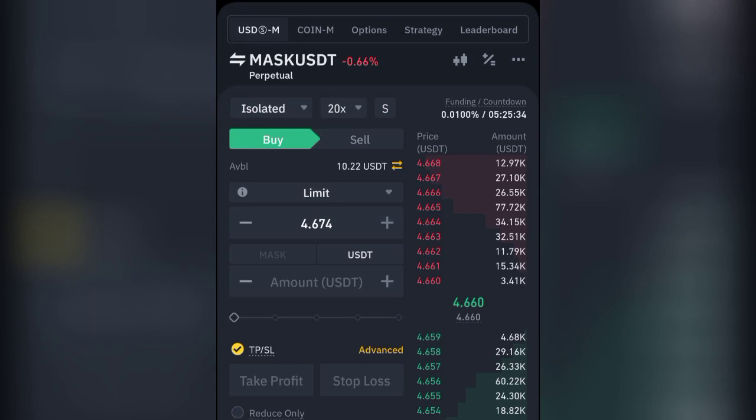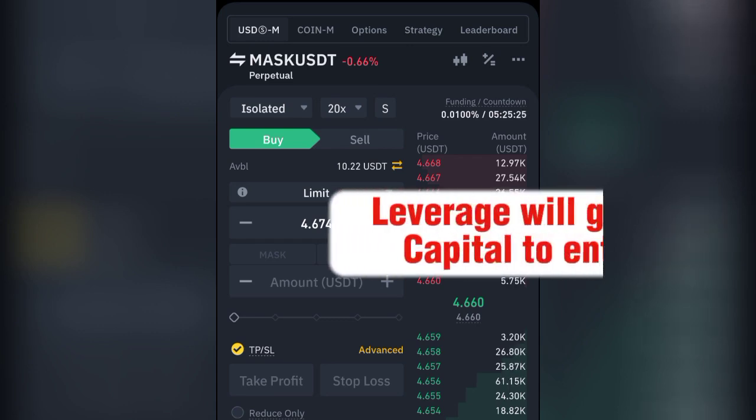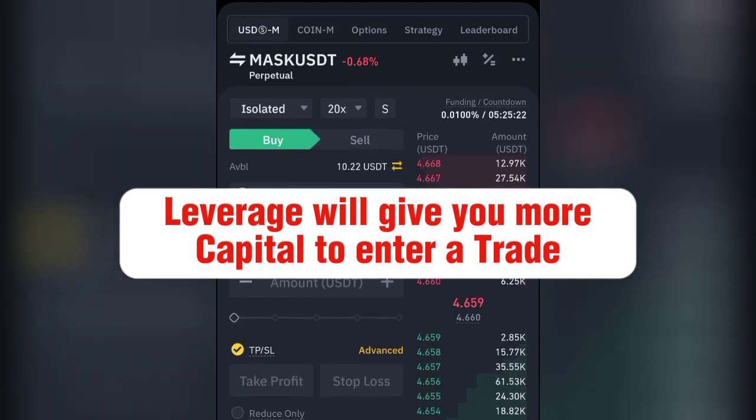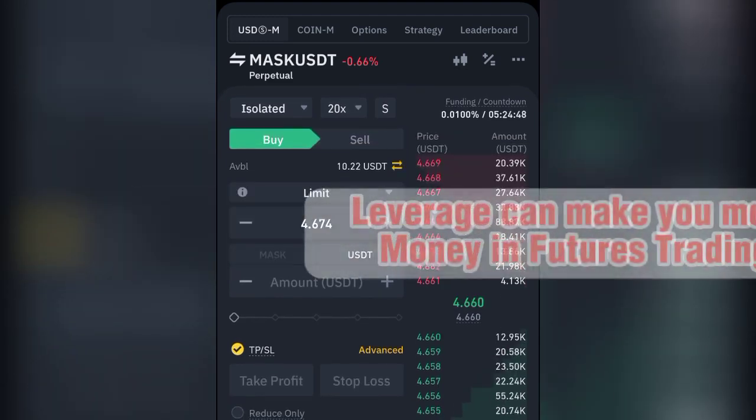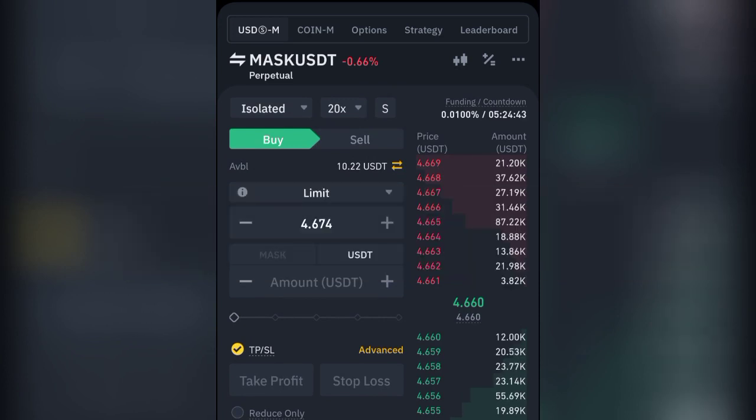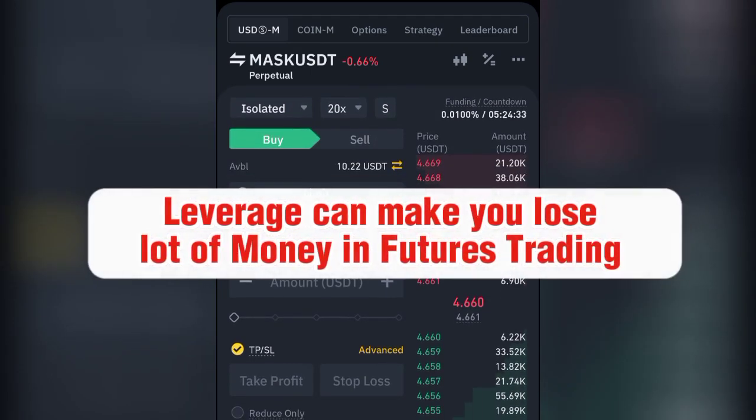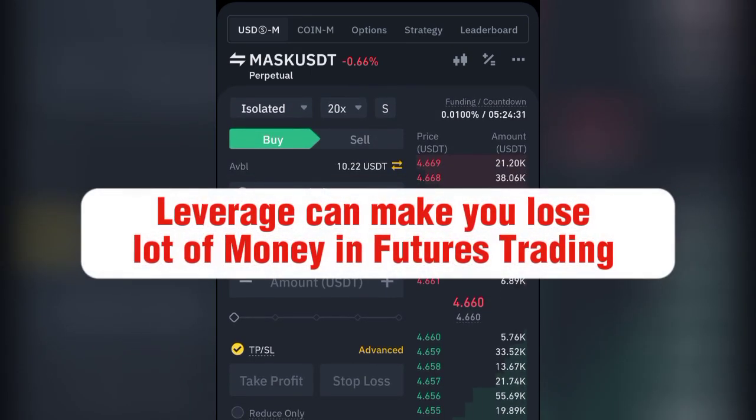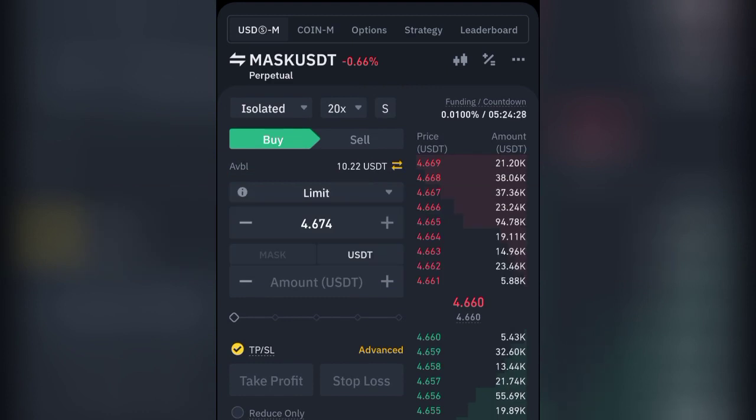But before we continue, it's very important you know a few things about this leverage. One of those things I want you to know about leverage is that leverage will make you to have more capital to enter a trade. Number two is that leverage can make you more money in futures trading. Yes, leverage can make you a lot of money when it comes to futures trading. And then number three is that leverage can also make you to lose a lot of money when it comes to futures trading. So these are the three important things I want you to have in mind before we commence properly on how to use this leverage to make a lot of money in futures trading.